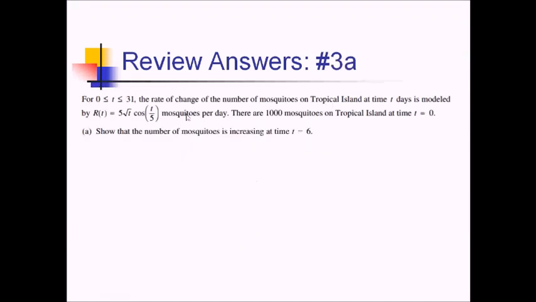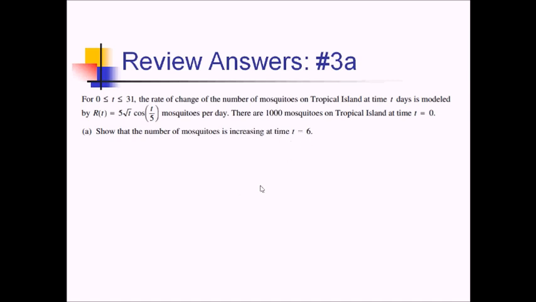For this problem, from time 0 to 31, the rate of change of the number of mosquitoes on Tropical Island, it's a creative name, at time t days is modeled by this r of t function. And this is in mosquitoes per day. There's 1,000 mosquitoes to start at time 0. For part A, we want to show that the number of mosquitoes is increasing at time 6.